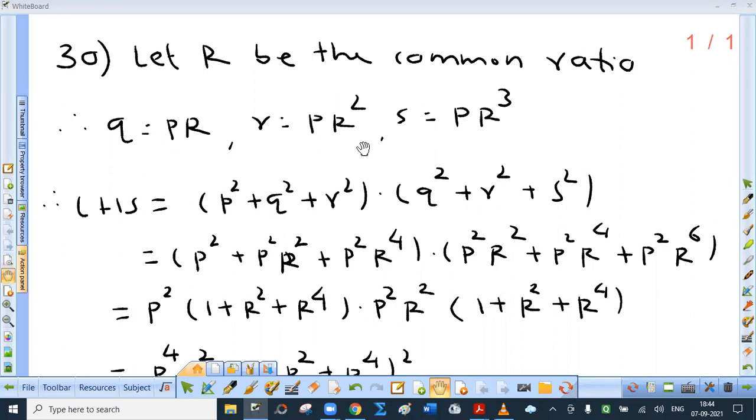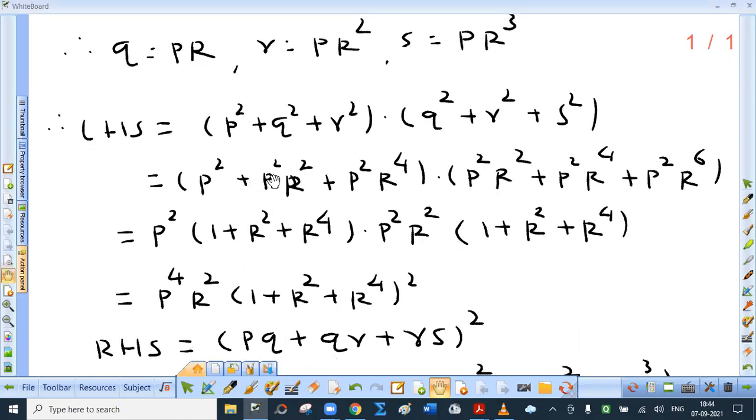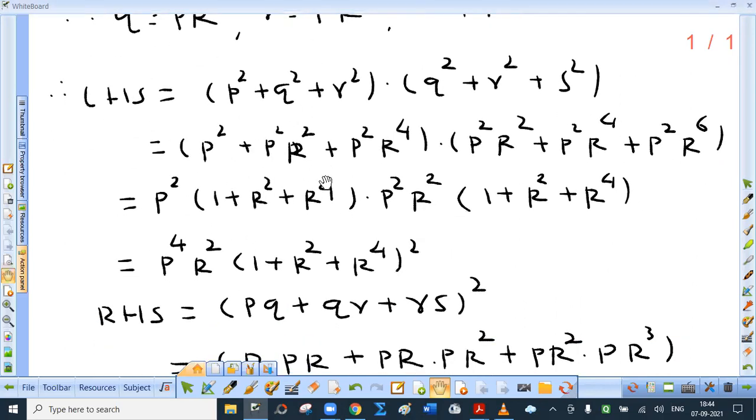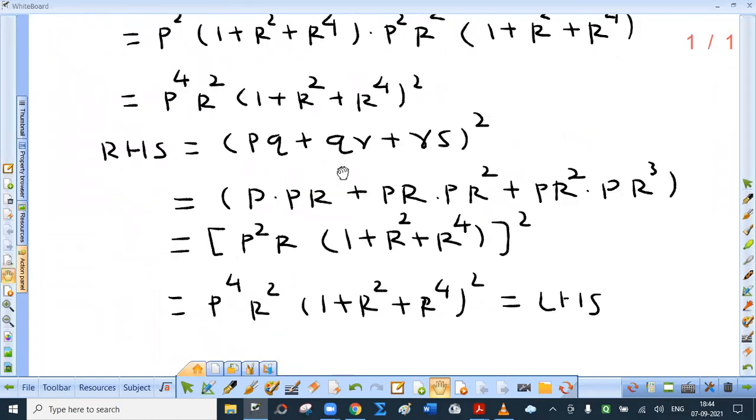Now simplify the LHS. Replace q, r, s by these. On simplification, what do you get as LHS? From this p square can be taken common, from this p square R square can be taken common. So ultimately LHS is p raised to 4 R square into the square of this. Similarly, the right hand side, you will notice that LHS is same as RHS.